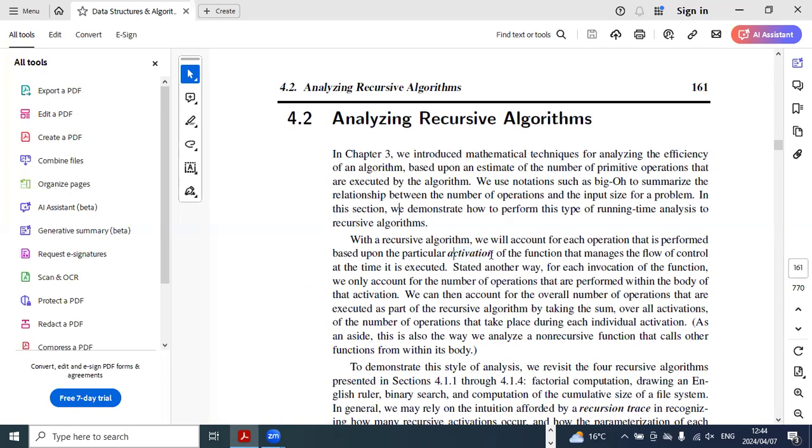Remember the activation record: it is where each recursive call creates a space, a namespace of that function, that manages the flow of control at the time it is executed. Stated another way, for each invocation of the function, we only account for the number of operations performed within the body of the activation. We can then account for the overall number of operations executed as part of the operations that take place during the individual activations, as you analyze a non-recursive function that calls other functions within its body.